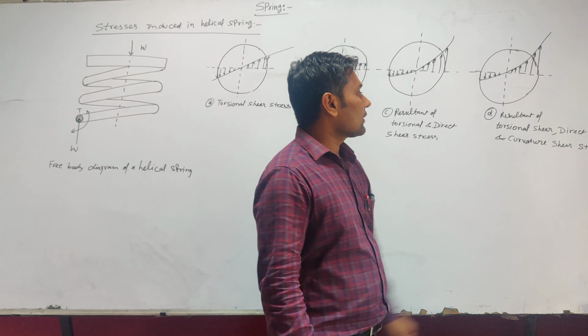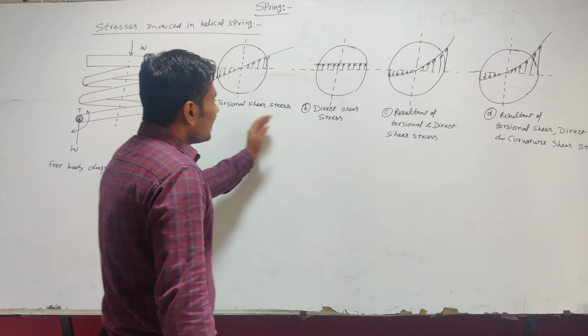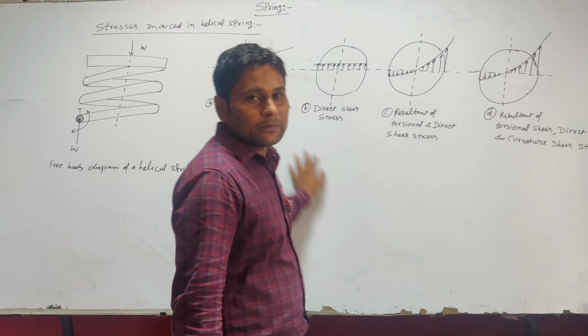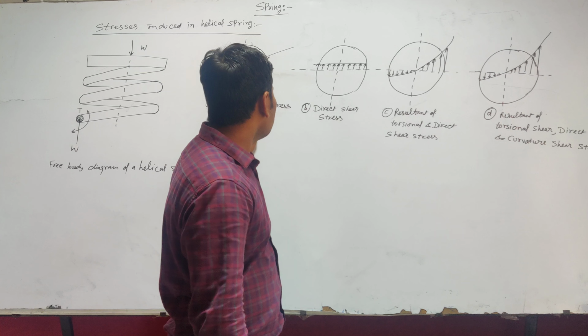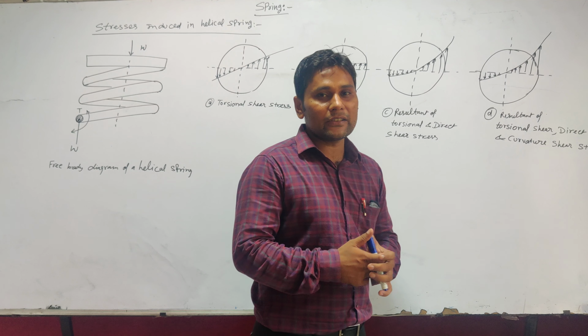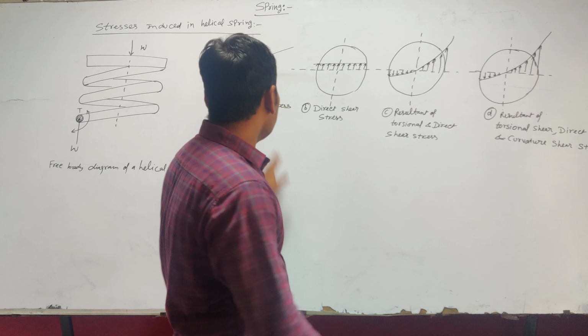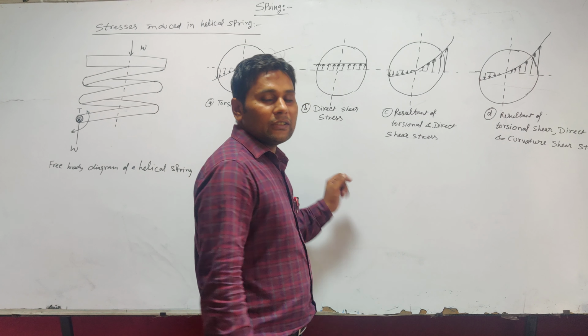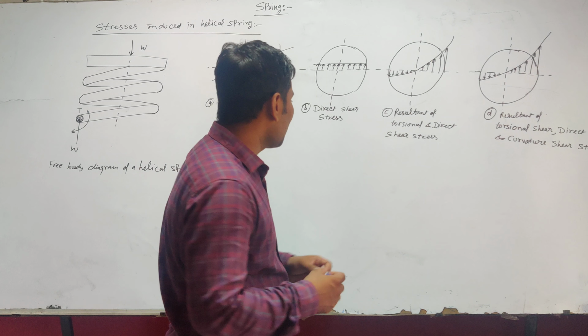to spring curvature. In general design of spring, we consider two types of stress induced in helical spring. First one is torsional shear stress and second one is direct shear stress. Now firstly we calculate the torsional shear stress induced in helical spring.